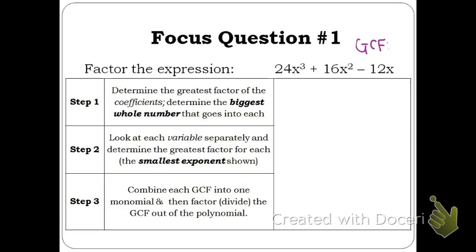Looking at this, 24, 16, and 12 are all divisible by 4. None of you are here to correct me, so I need to make sure I'm right. And with this, x cubed, x squared, and x are all divisible by x. So your greatest common factor is 4x.